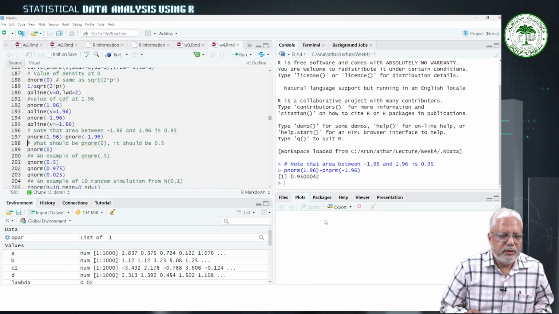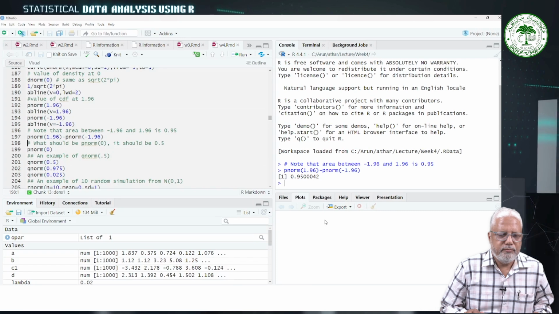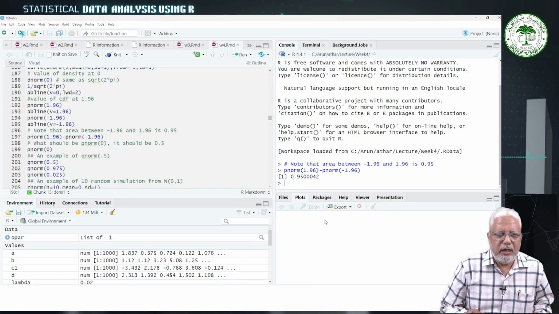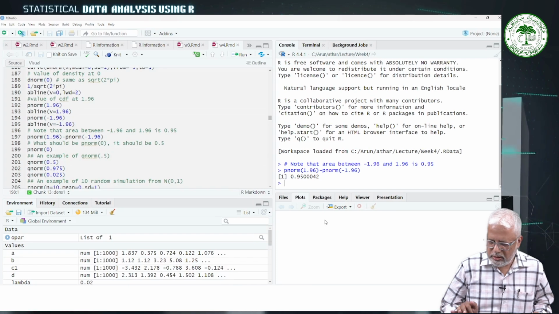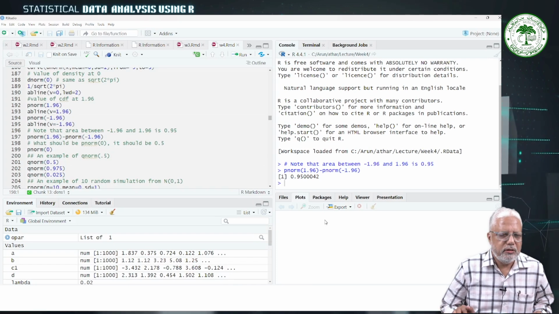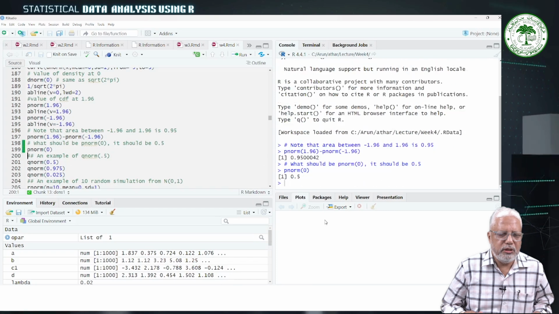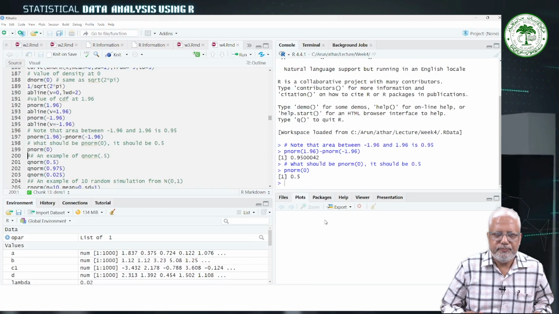What should be the value of pnorm(0)? The area under the standard normal curve below 0 is 50%. So pnorm(0) is 0.5.